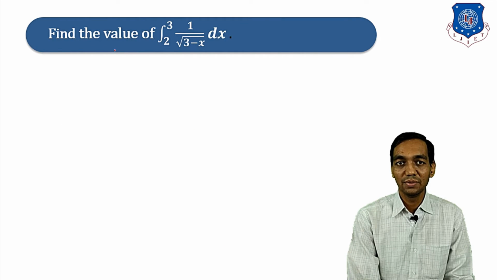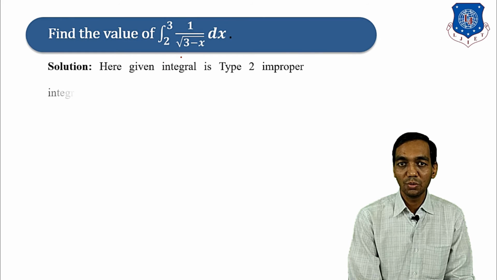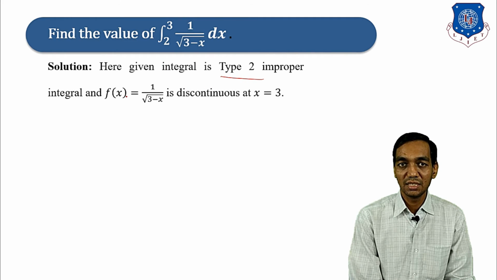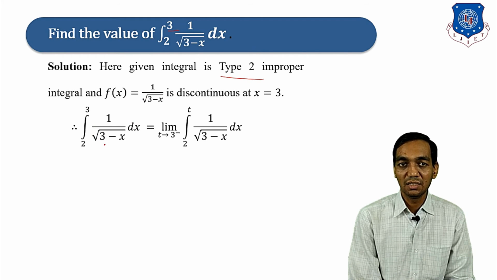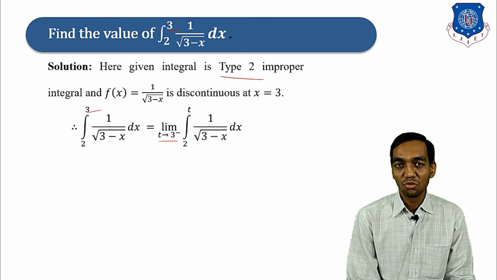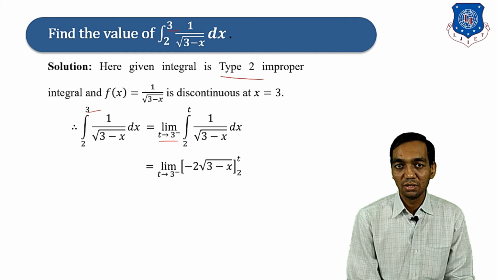In the same manner, find the value of the integration from 2 to 3 of 1 upon the root of 3 minus x dx. So again, this is a type 2 improper integral, and f(x) is not continuous at 3. The upper limit is 3, where your function is not integrable. So 3 will be replaced with t, where t tends to 3 minus, and the integration from 2 to t of 1 upon the root of 3 minus x dx. The integration of 1 upon the root will be nothing but minus 2 times the square root of 3 minus x, with limits from 2 to t.